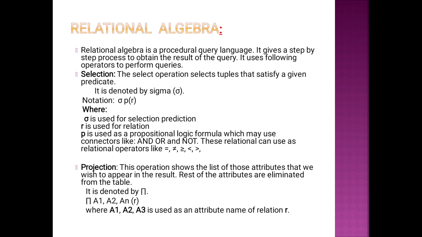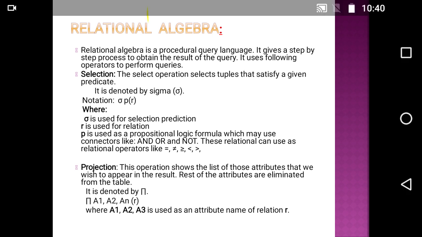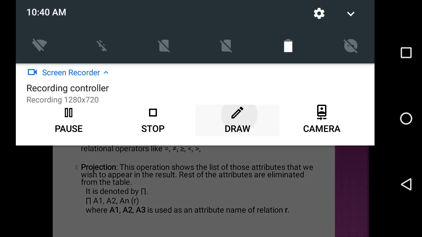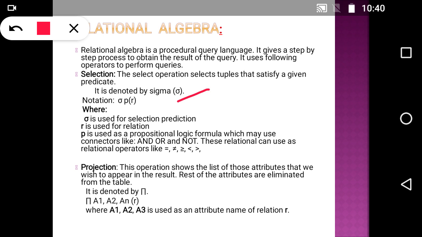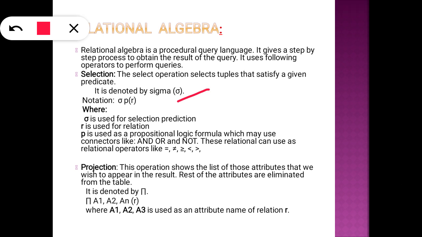Selection. The select operation selects tuples, tuples means rows, that satisfy a given predicate. Predicate means a condition. Select is denoted by this symbol, sigma. The notation is sigma P(R), where P is the propositional logic formula or a where condition. You can understand it with the where clause.